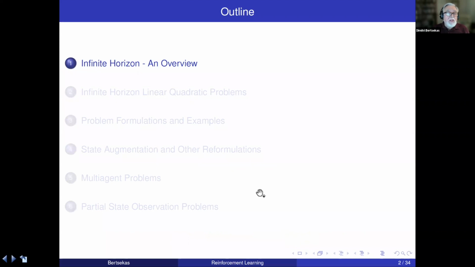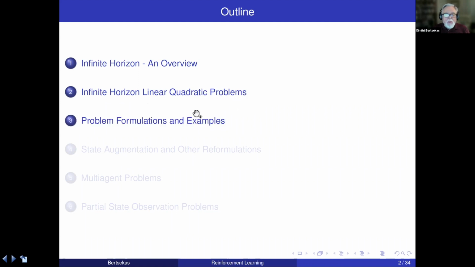So here's my outline. First, we're going to do an overview of our infinite horizon theory. Then we're going to apply this theory to linear quadratic problems. And then we're going to use visualization to look at things like the solution of Bellman's equation, approximation in value space, various forms of rollout, and so on. Then we're going to take a break. This number 2 part is going to be quite long.